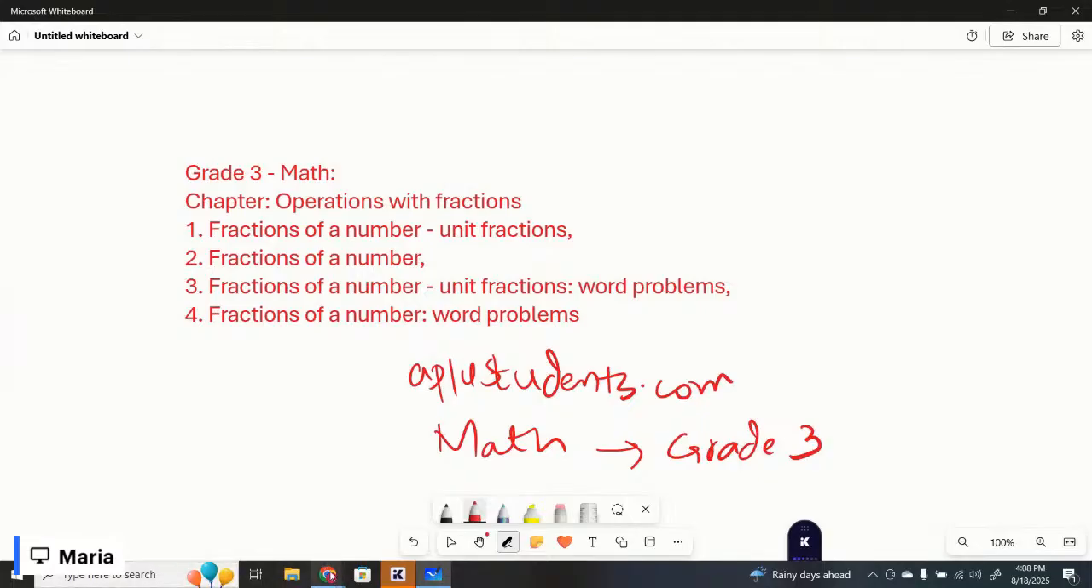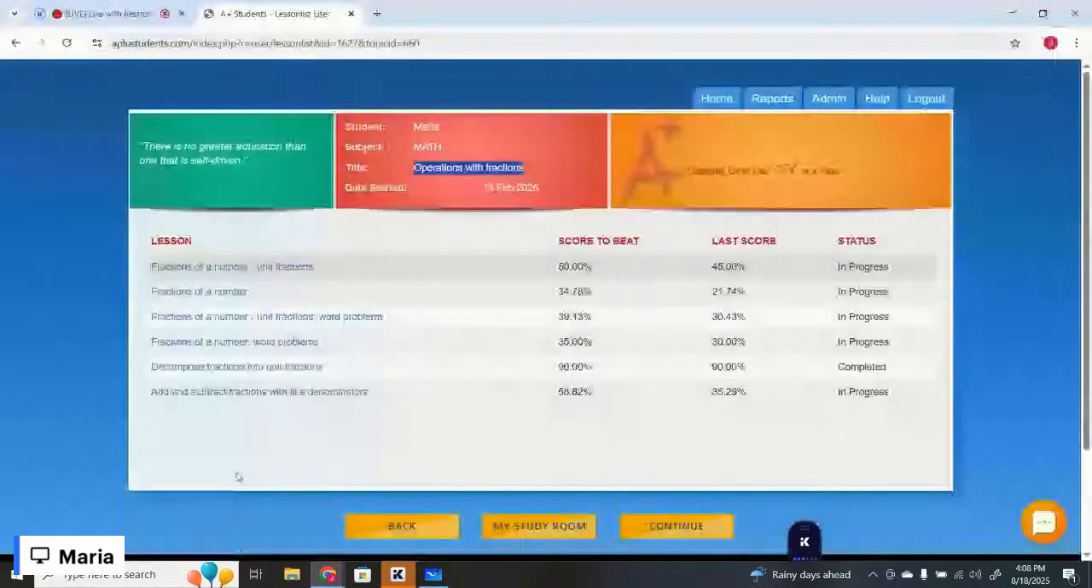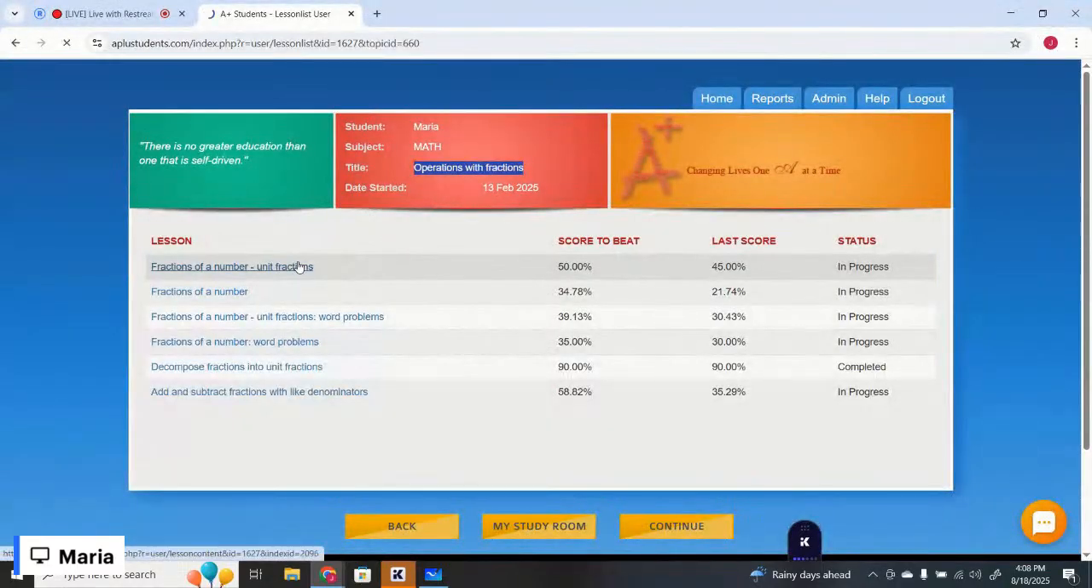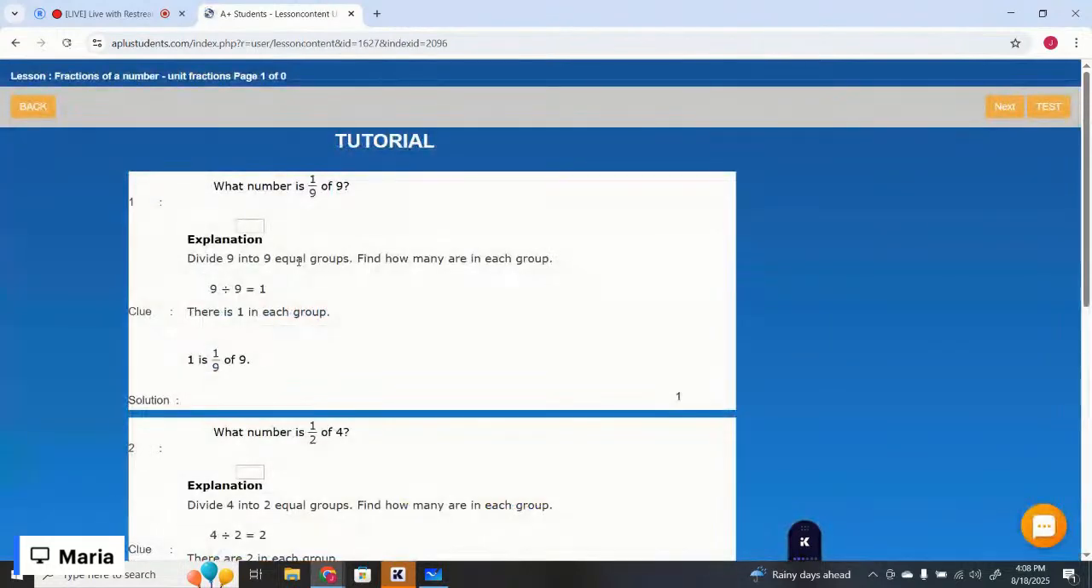So here I'm on grade 3 math. The chapter we're on right now is operations with fractions. Start with the first lesson, that is fraction of a number, unit fractions.